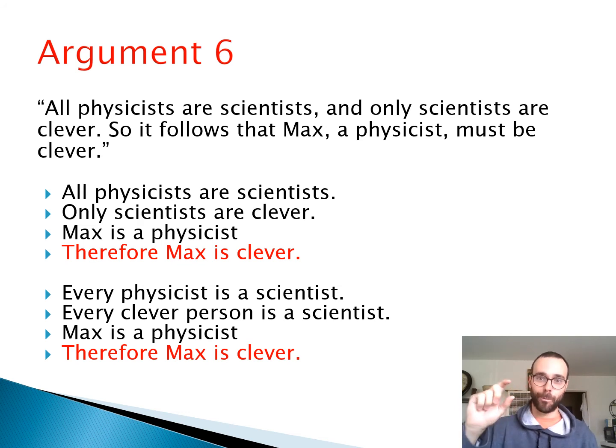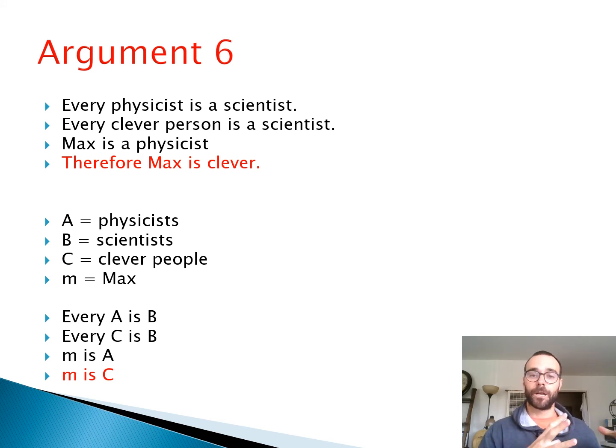And so it's important to get that necessary and sufficient condition down to know that that word only will flip the conditions. So make sure you're aware of that and determining what is necessary, what is sufficient when we're reconstructing these arguments and reforming these propositions using universal claims or using particular claims. So the correct breakdown is the one on the bottom. Every physicist is a scientist. Every clever person is a scientist. Max is a physicist. Therefore, Max is clever.